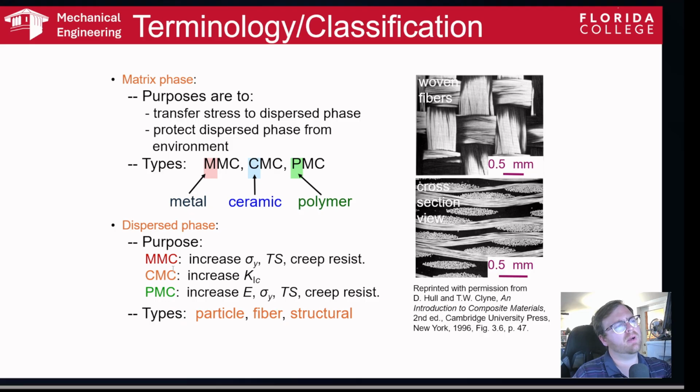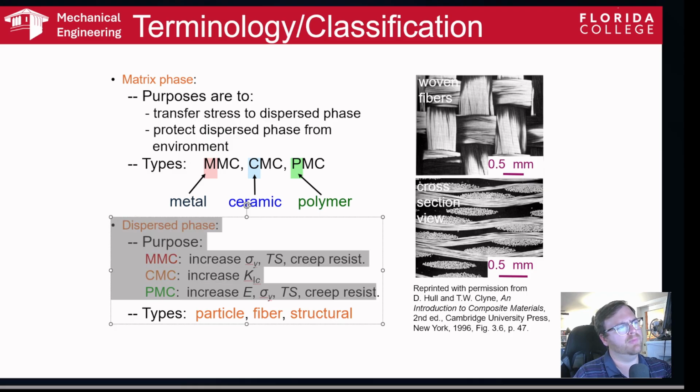So the purpose of our metal matrix composites is to increase our yield stress, our tensile stress, and to add creep resistance. Ceramic matrix composites actually increase our fracture toughness. And our polymer matrix composites increase our Young's modulus, yield stress, tensile stress, and creep resistance, okay? And these are specifically referring to the dispersed phase. So these are the materials in the dispersed phase, okay?